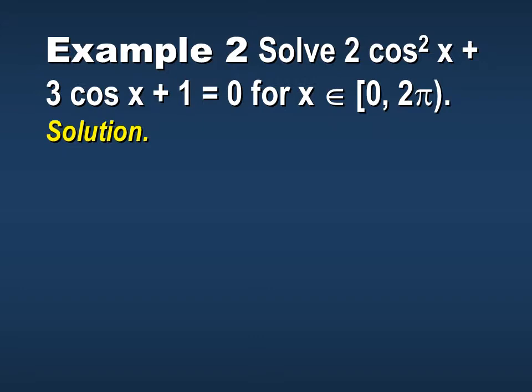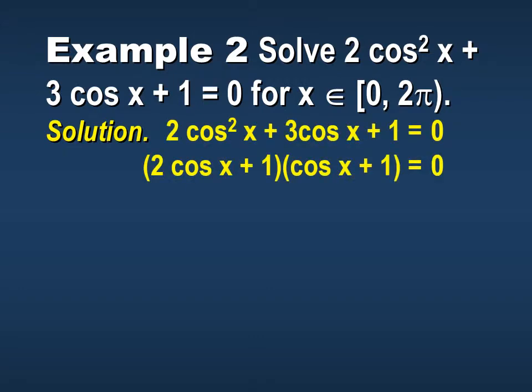And so I know we have the coefficients 2 and 3. So you can use whatever method you want. You can use the box method, however you want. But I factor that and I get 2 cosine x plus 1 times cosine x plus 1. And it works because 2 cosine x times cosine x gives me 2 cosine squared x.